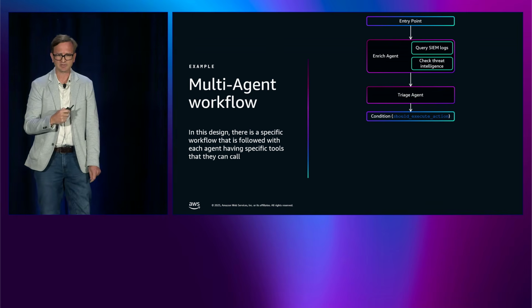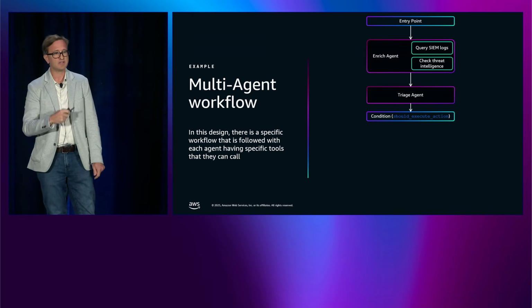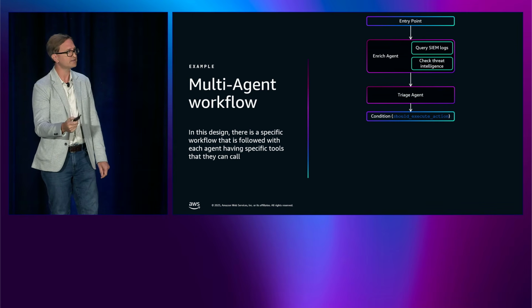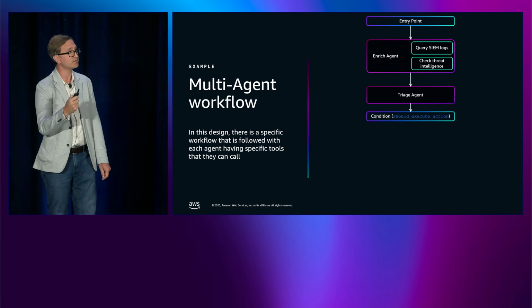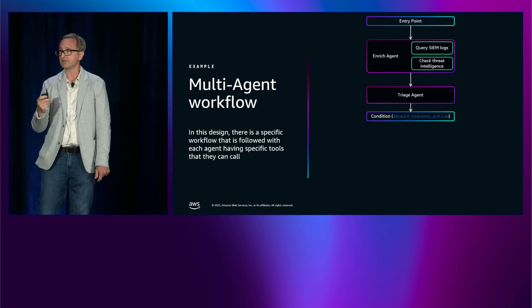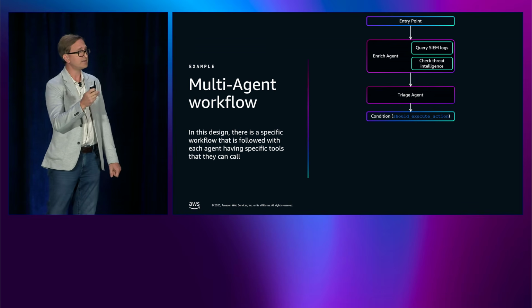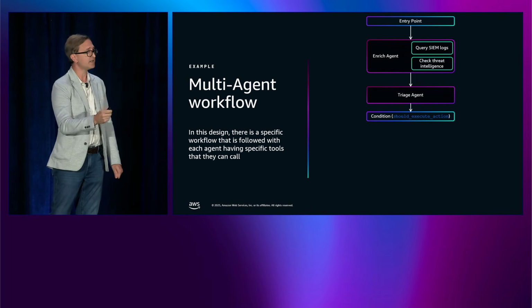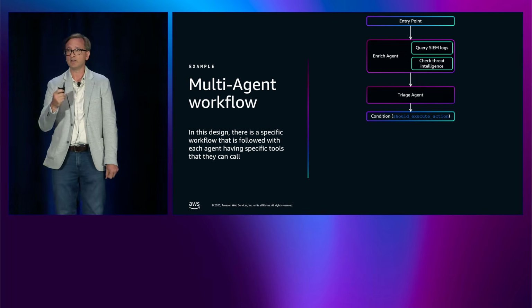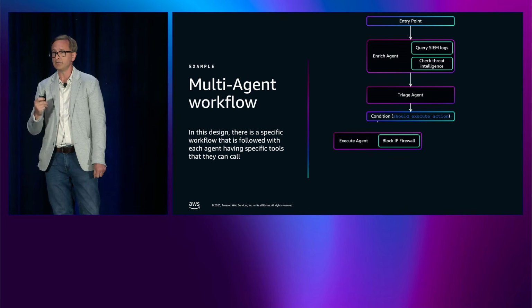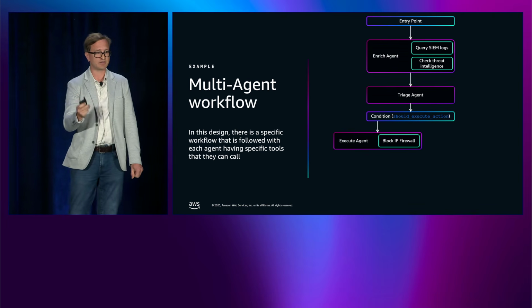So we have our enrichment agent. It's going to query the SIEM logs. We're going to check threat intelligence to see what it might know about the particular indicators that we're seeing from the logs. And then that will be fed into a separate agent, a triage agent, to figure out what we should do about it. We can take a decision from the result of that triage agent.